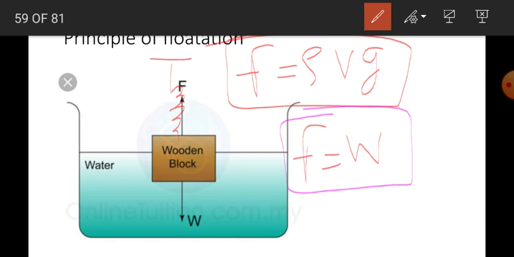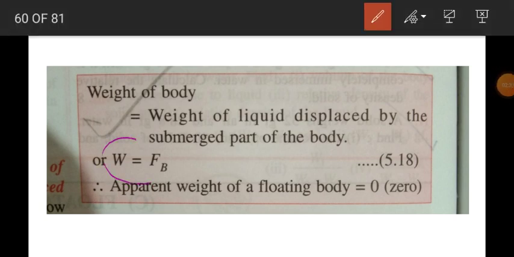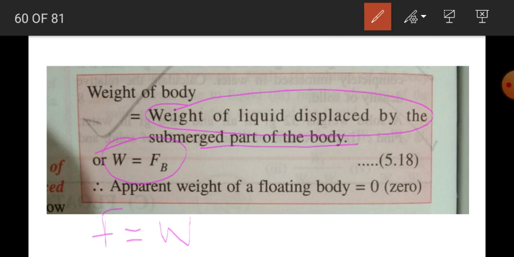Upthrust will be equal to the weight of the object in the water. So this is the statement. As you can see over here, in terms of equation, apparent weight is 0, so upthrust will be equal to the weight of the body, which is equal to the weight of the liquid displaced by the submerged part of the body. So this is the principle of flotation. Apparent weight is 0, so if you put that value in the formula, the equation will reduce to this equation.